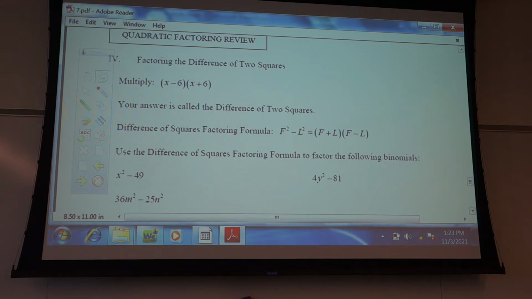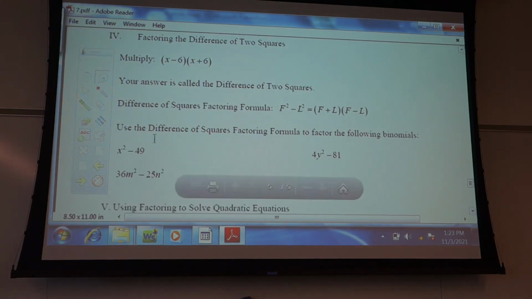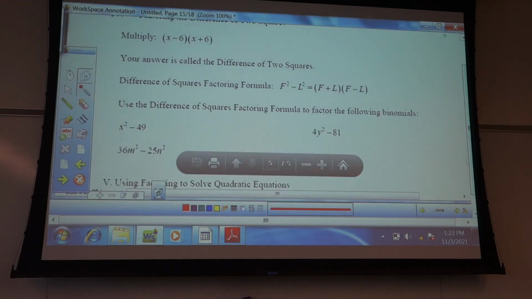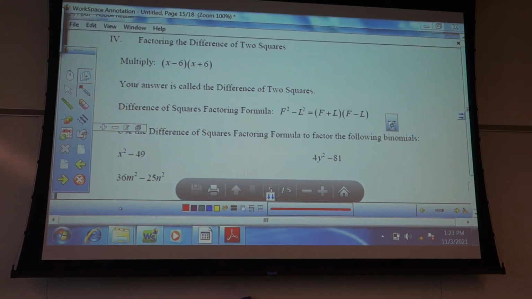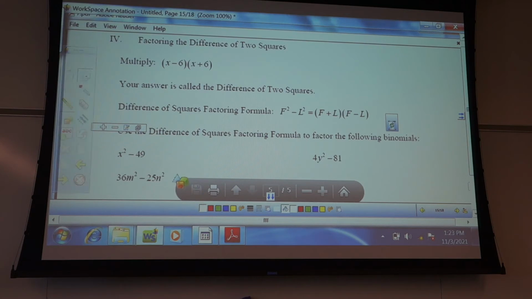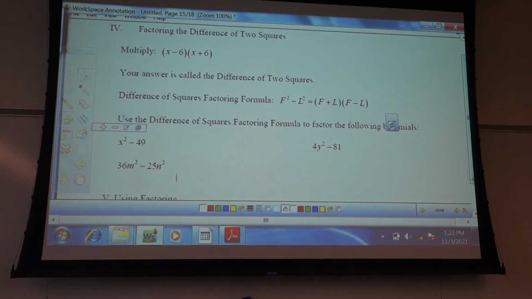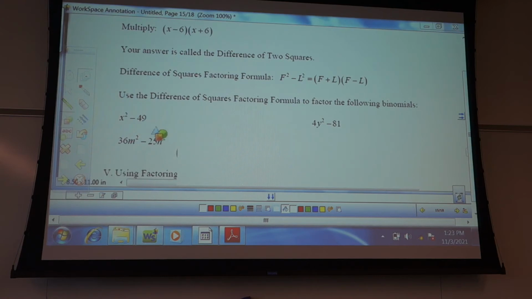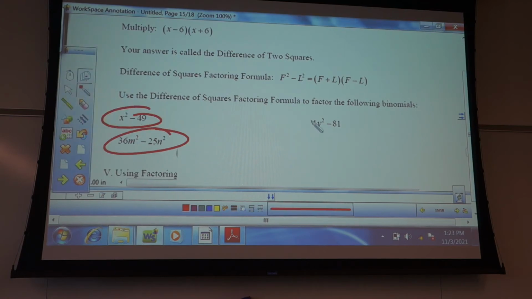Now we're going to get to my favorite one, factoring the difference of two squares. Are there only 3 on your example, or are there 4? Yeah, 3. Okay. Great. There's only 2 factors. Does everyone see these? Have a look at these. There's only 2 things. Does everyone see them?